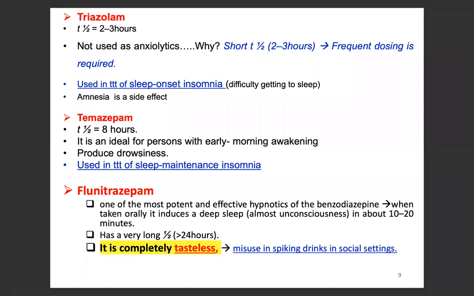And obviously these drugs are not natural products, they will produce drowsiness as an adverse effect after the sleep. If we get natural sleep for 8 hours, after that we feel very fresh. But by using temazepam or any sedative hypnotic drug, after the sleep we will not feel as fresh as compared to natural sleep. The drowsiness is an adverse effect, and it is used in the treatment of sleep maintenance insomnia. It will maintain the sleep for 8 hours.